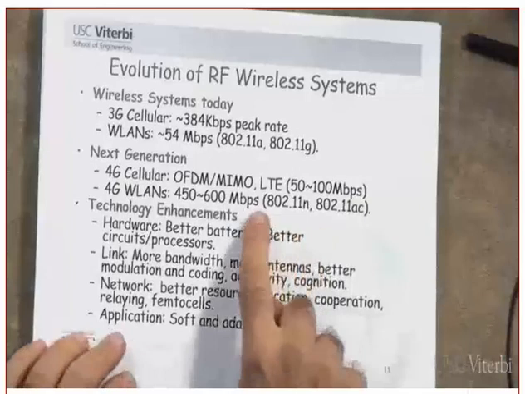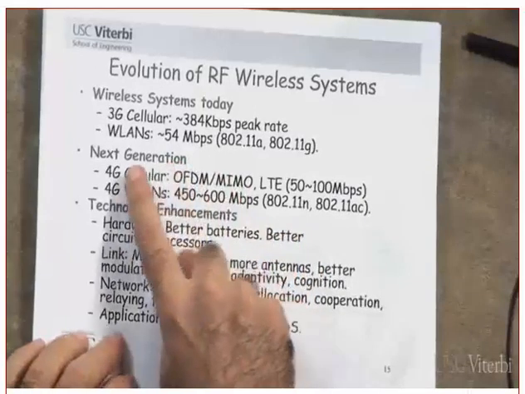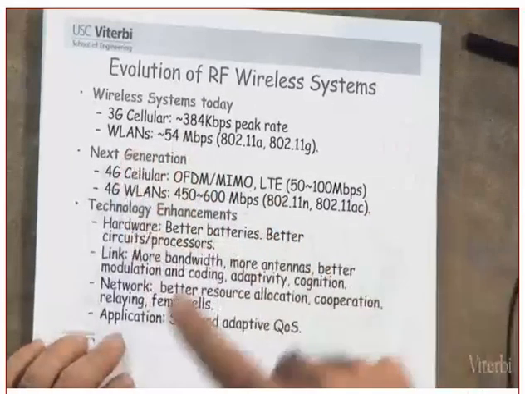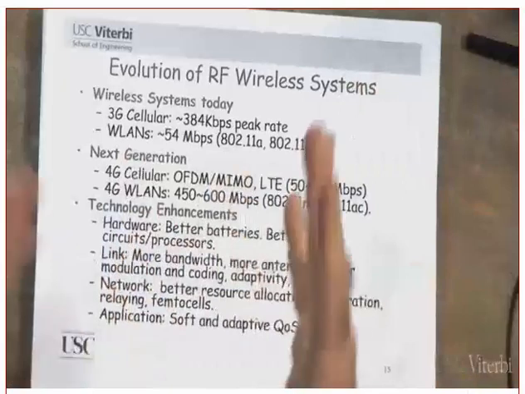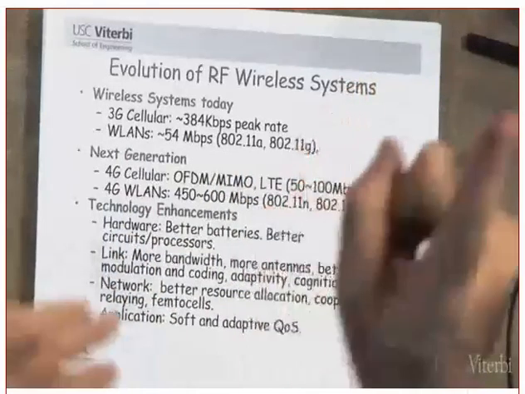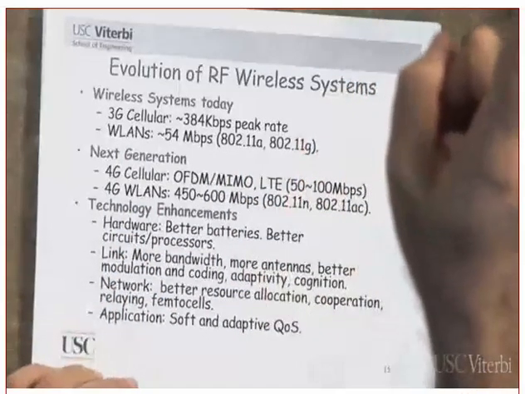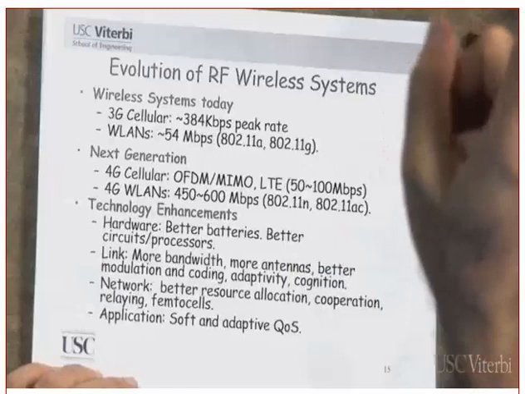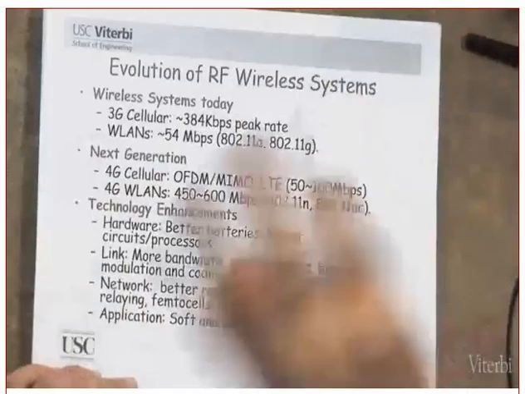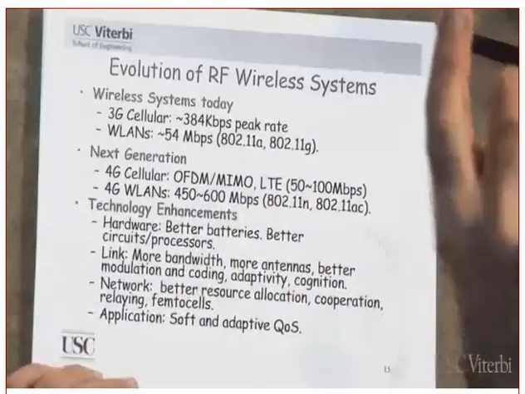Okay. And always remember, when we talk about 54 megabits per second for the wireless LAN, we are only talking about the wireless link between your mobile device and the access point, or the wireless router. We are not talking about end-to-end. We are not talking about long distance, shorter distance.